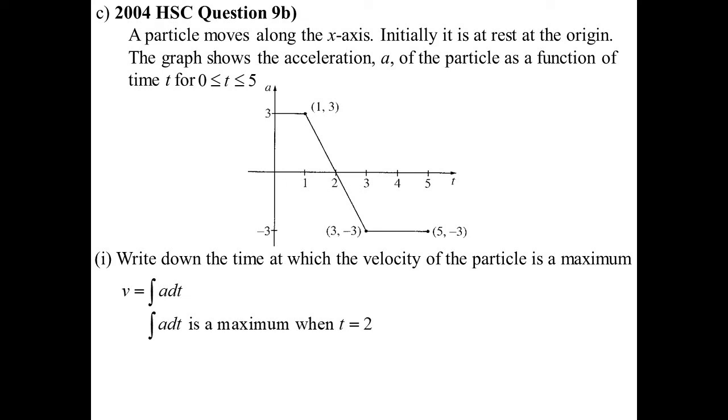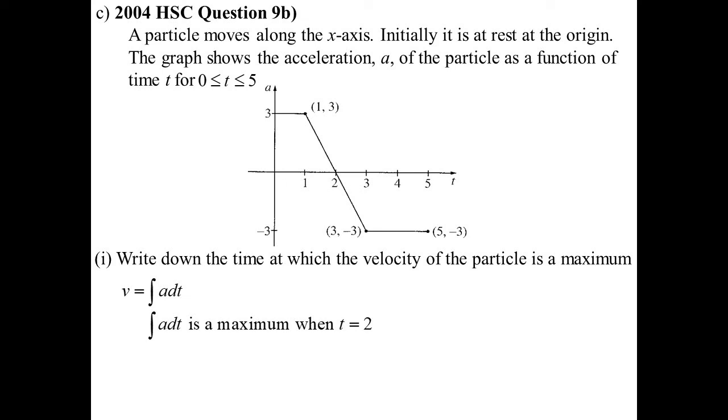Well, we know it'll be a maximum when t equals 2, right? Because it starts off up there at 3, and we're above, so that area is getting bigger and bigger, and we get to 2, but now it goes underneath. So I'm going to be taking away the area. So now it will become smaller and smaller. So the maximum must happen when t equals 2.